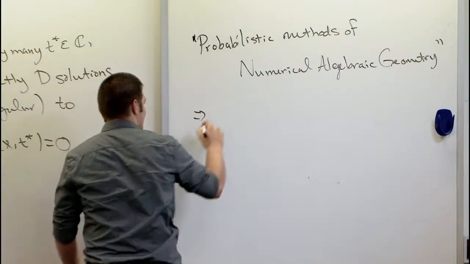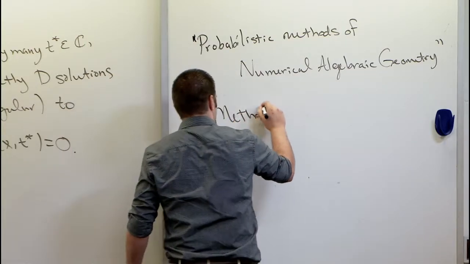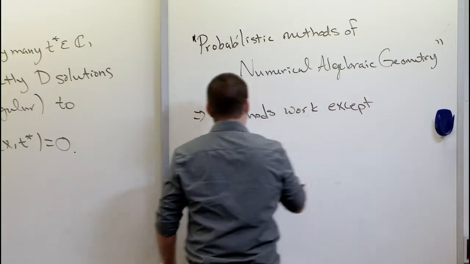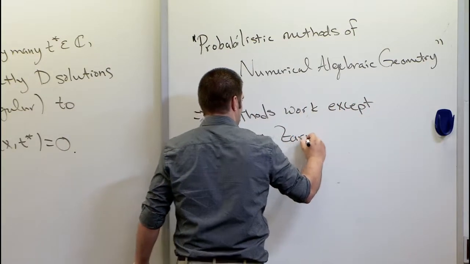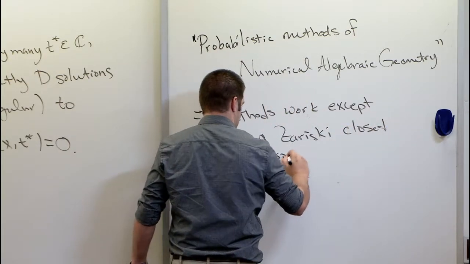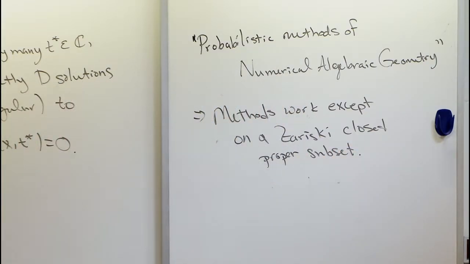And so what I mean by that is the methods work except on a Zariski closed proper subset. You don't know to prove that you get the correct solution. Yes, that's correct. A priori, I don't know how to prove I have the correct solution. But if I have the wrong solution, then I can verify that I have a singularity.